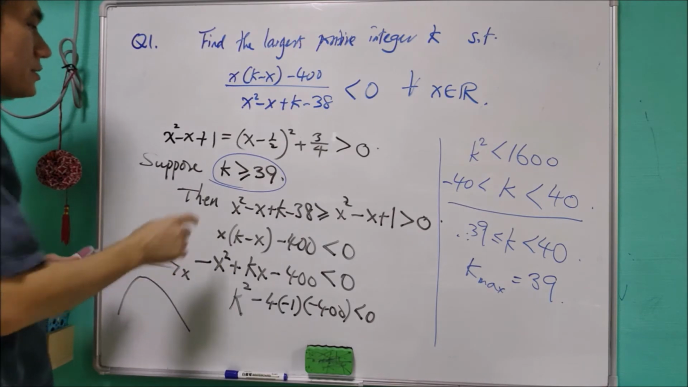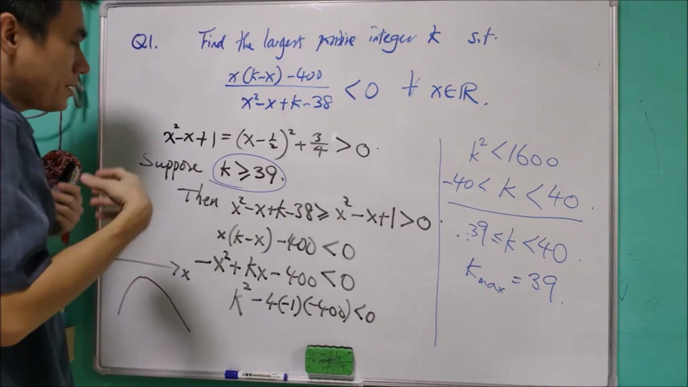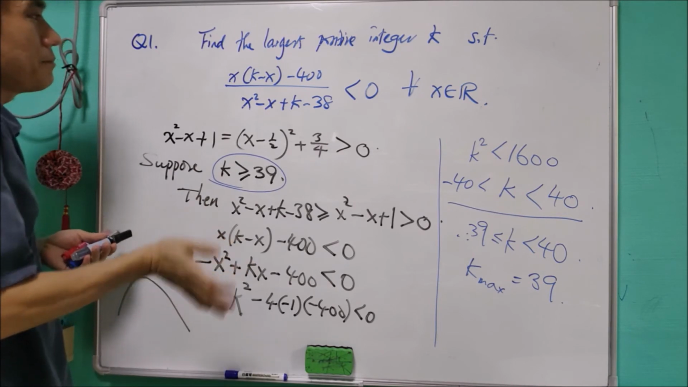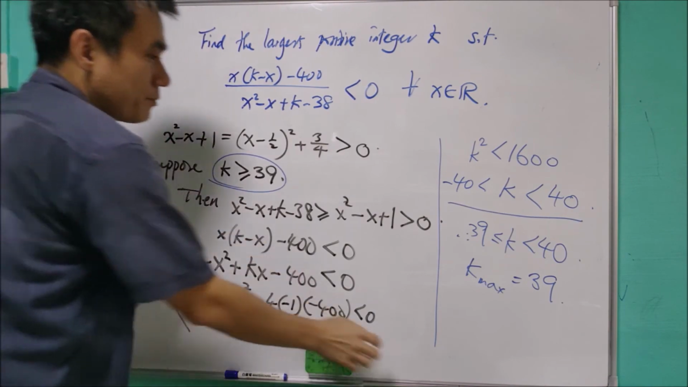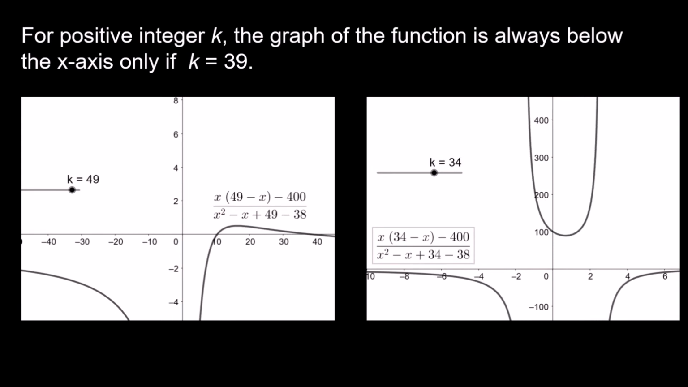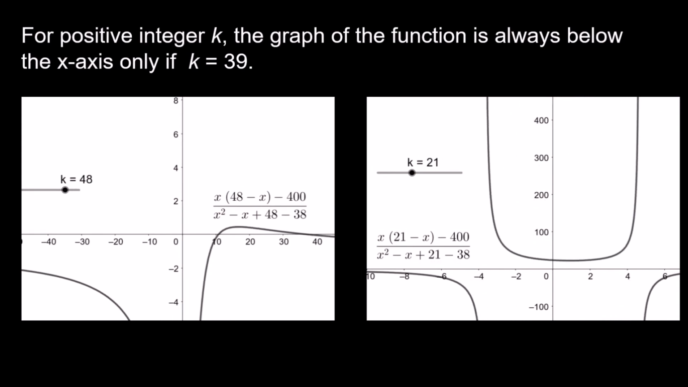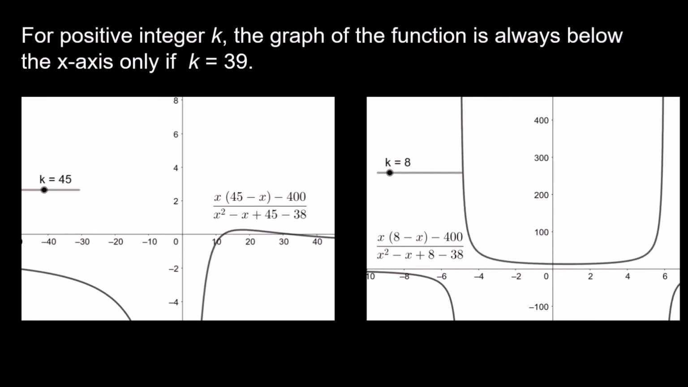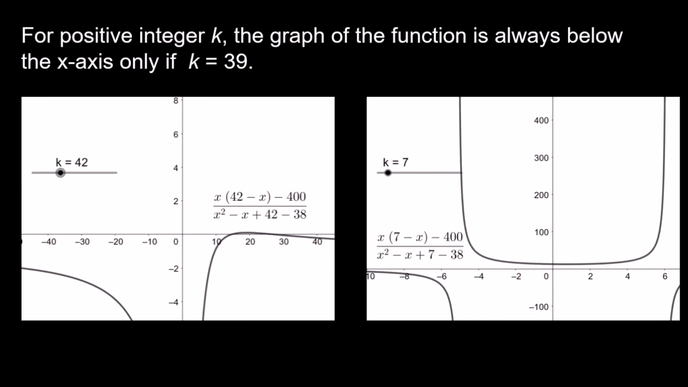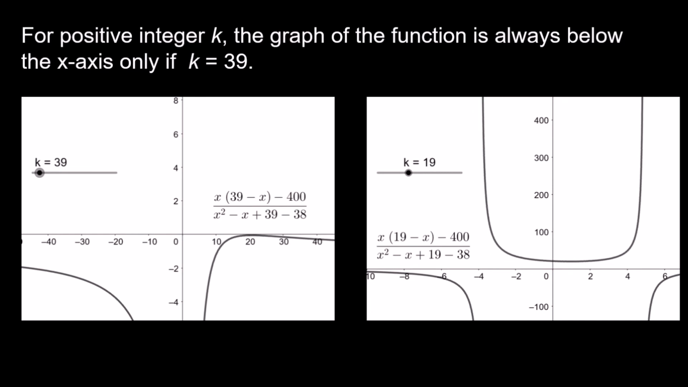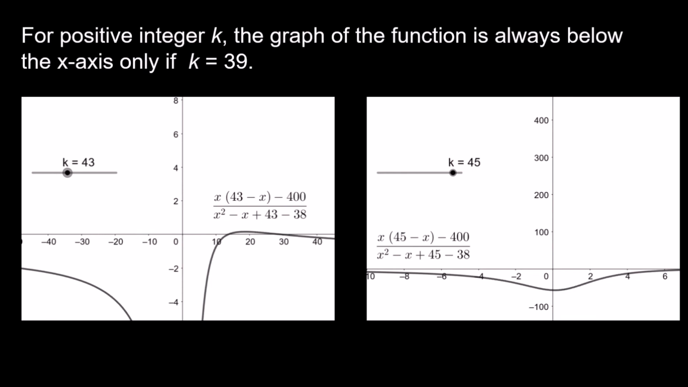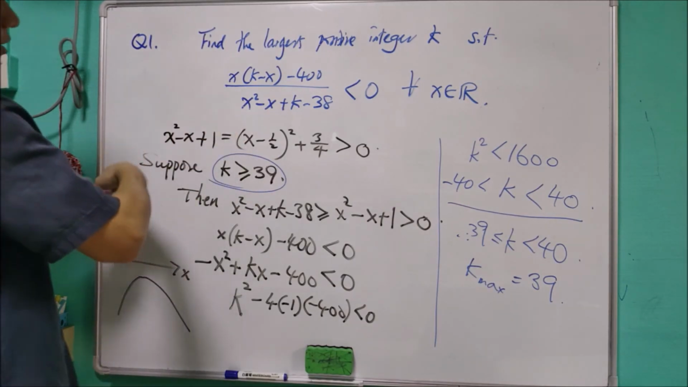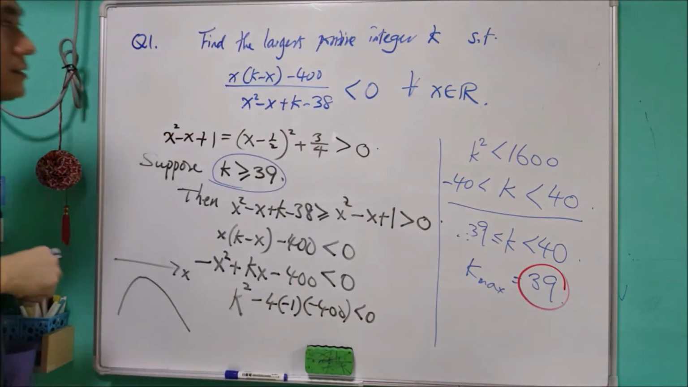For completeness, suppose k is less than 39. There may be some integer k less than 39 that makes the inequality hold. However, that particular k cannot be greater than 39 anymore. So, we confirm that 39 is the answer for question 1.